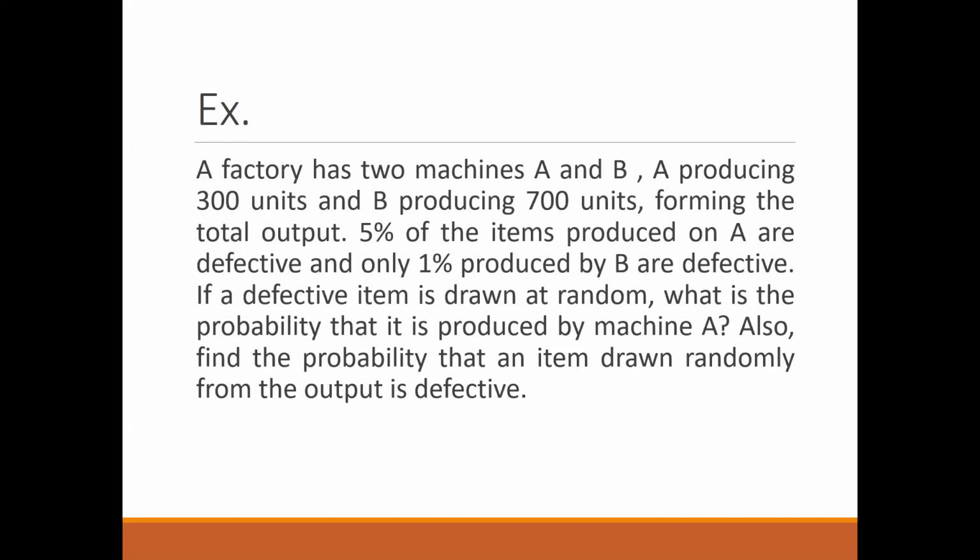Now, especially in the second part, if you're solving it, you have to find the probability of A1 multiplied by the probability that the item is defective given it is produced on machine A, plus, because there's an OR there, so we'll be using plus, the probability of picking up A2 multiplied by the probability that it's a defective piece given it's produced on machine B. That is how you have to do it. I'll show you the answer as well.